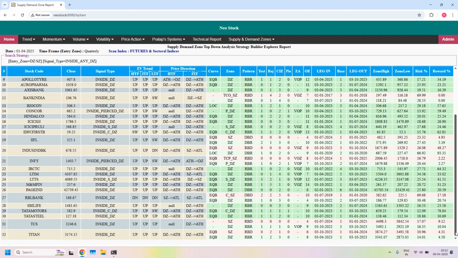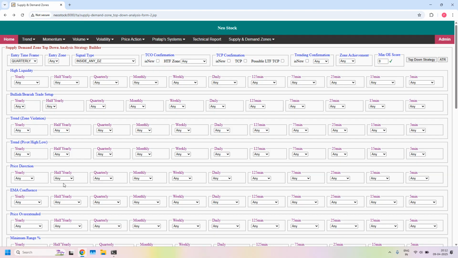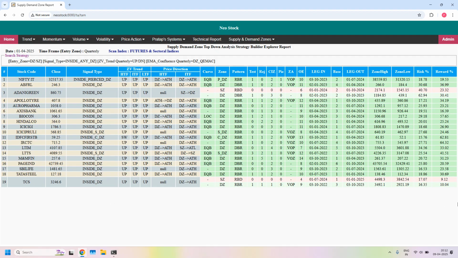We can further filter based on quarterly demand zone having quarterly EMA confluence. The quarterly demand zone having quarterly EMA confluence filter is enabled. At the same time, the trend on the quarterly should not be sideways. It can be up or down. With these filters, we got 19 stocks.